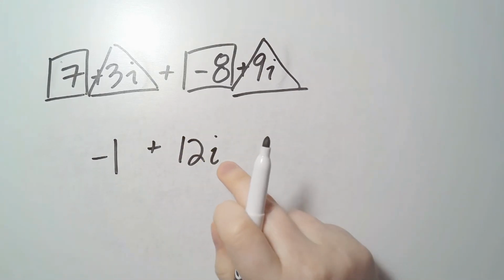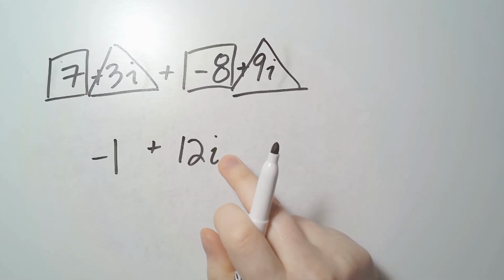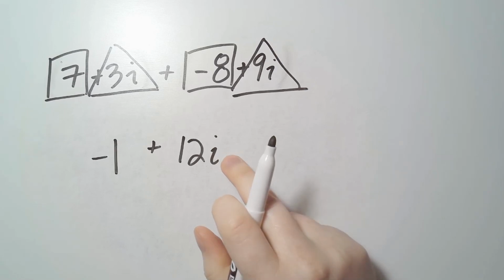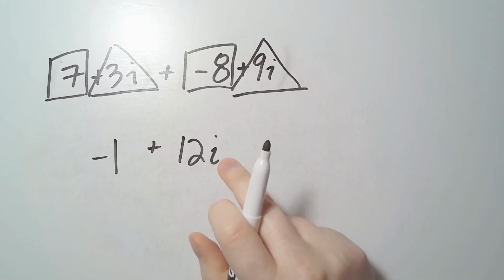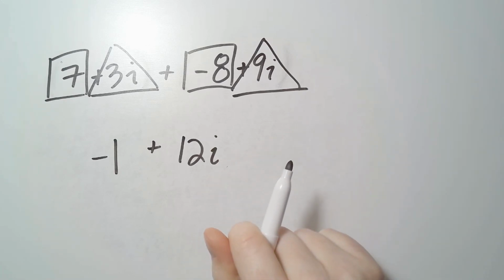So because we're treating this i like an x, we want to pause right here. We've done as much simplification as we can. If we had an i squared, we would have an extra step. But since we do not have any i squareds, we're done, and this is just the end of our problem.